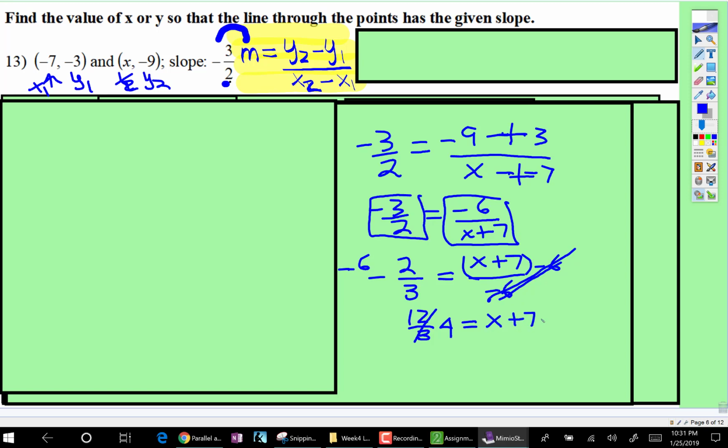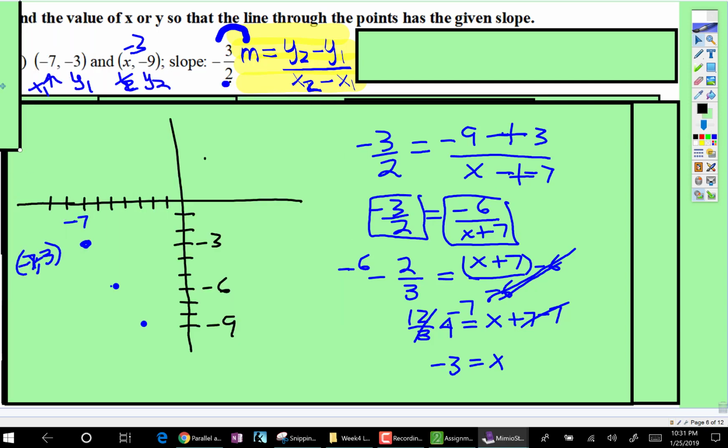What's the inverse of adding 7? Subtract 7. 4 subtract 7 is negative 3. So negative 3 is equal to x. Well, let's see if that makes sense. So I'm going to show you graphically.